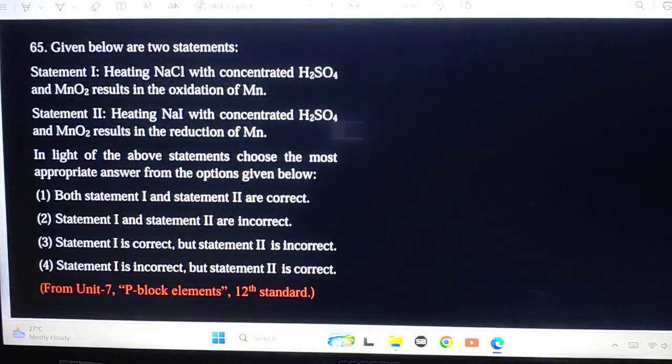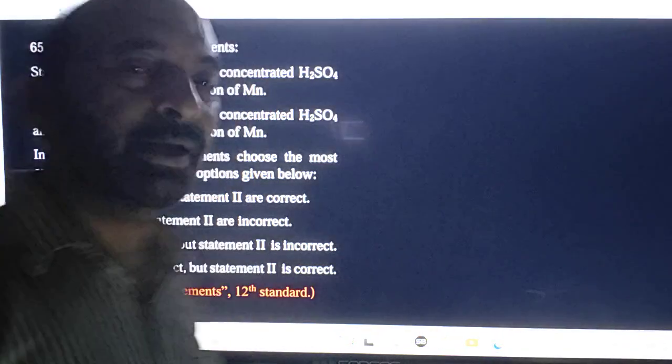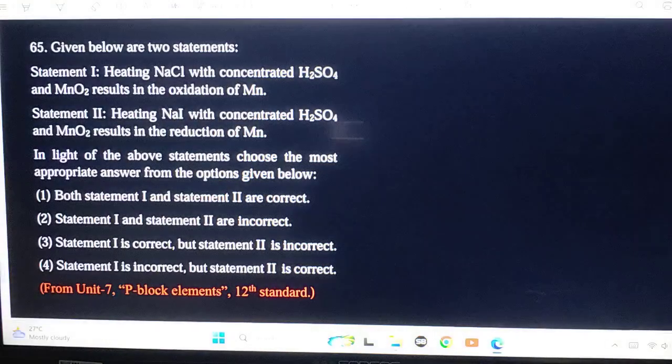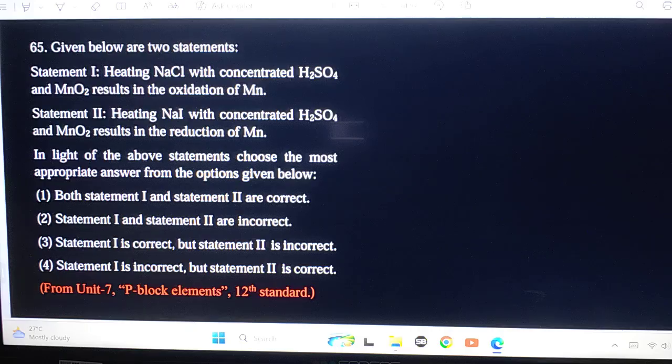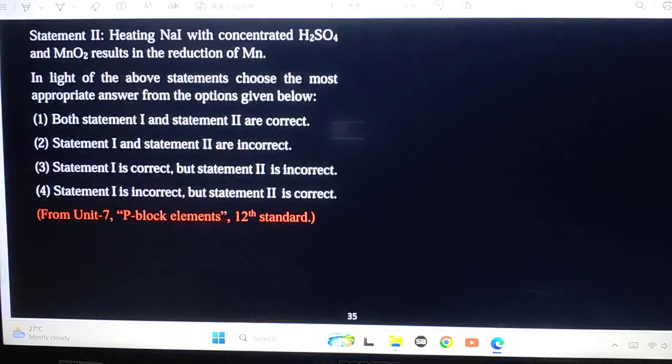And the 65th question. Given below are two statements. Statement 1: Heating NaCl with concentrated H2SO4 and MnO2 results in the oxidation of Mn. Next, statement 2. It is statement type, not assertion reason type. Heating NaI with concentrated H2SO4 and MnO2 results in the reduction of Mn. In one case, oxidation of Mn from MnO2, and in the other case, reduction of Mn. Are they correct? We will check.